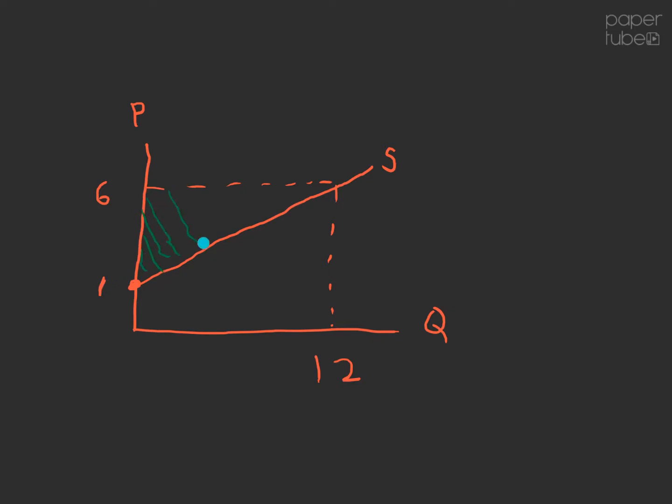1 sounds like a good number. And let me shade in the area that we want to calculate. It's this triangle here. Again, it's below the price we're interested in, the market price, and above the supply curve. So the area of a triangle is just 1/2 times the base times the height. The base is 12, and the height is the difference between 6 and 1, which is, of course, just 5. So 1/2 of 12 is 6, and 6 times 5 is 30. So our producer surplus should be 30.